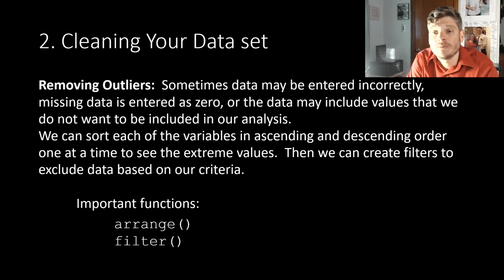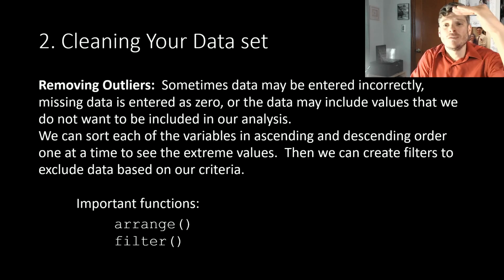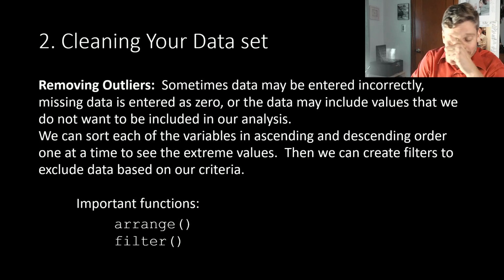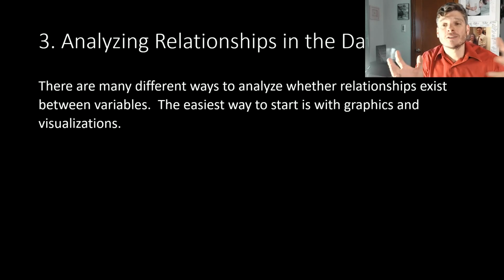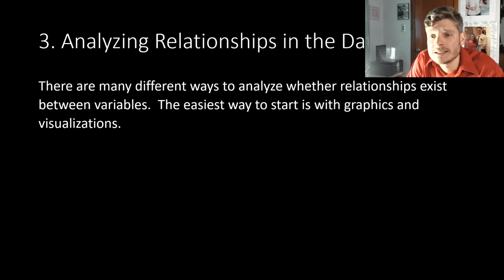Filter is how we remove rows, so we can set up some sort of criteria, like saying we're going to only keep data points between two values, right? Get rid of the top and the bottom. Now, once we have that clean, once we've gotten rid of the columns that we don't want, once we've gotten rid of the rows that we don't want, now we can actually start analyzing and see if there are some relationships in our data.